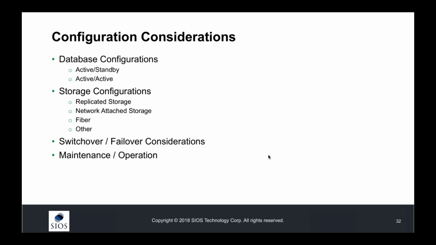Storage configurations can be anything: replicated storage, network attached storage, fiber or other for on-prem, but typically the EBS volumes, you want static volumes, obviously, in cloud deployments, but that's a best practice and documented very clearly. The switchover or failover considerations are handled by the core code of the LifeKeeper solution, right?